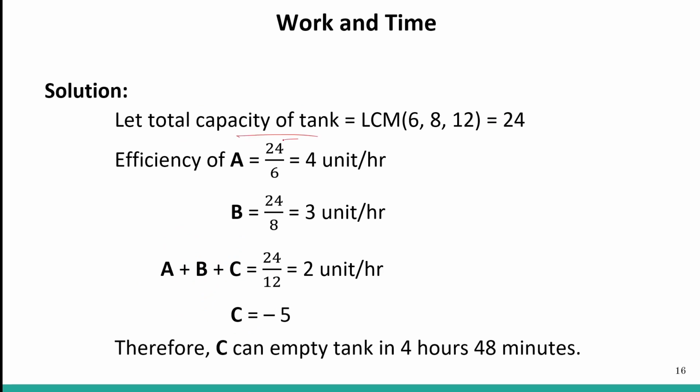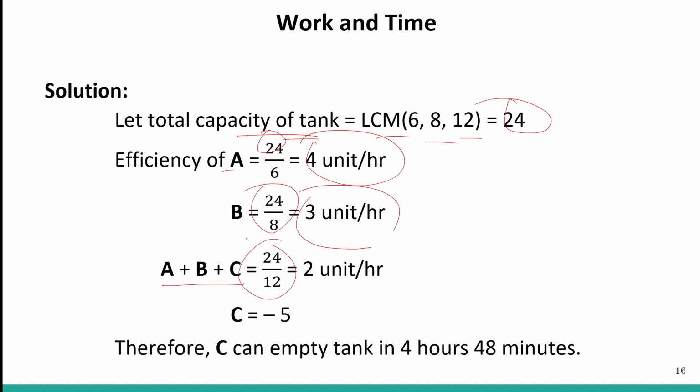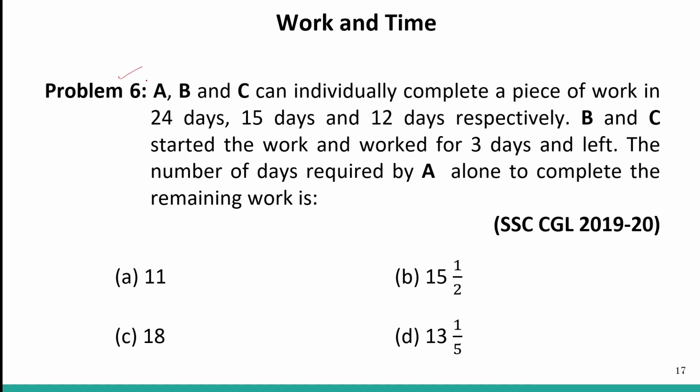So the total capacity of the tank is the LCM of 6, 8 and 12, that is 24. So efficiency of A is equal to 24 by 6, that is 4 units per hour. And efficiency of B will be 24 by 8, that is 3 units per hour, right? So A plus B plus C is equal to 24 by 12, that is 2 units per hour. So C is equal to nothing but -5. So C can actually empty the tank in 4 hours and 48 minutes. So problem number 6. Okay.